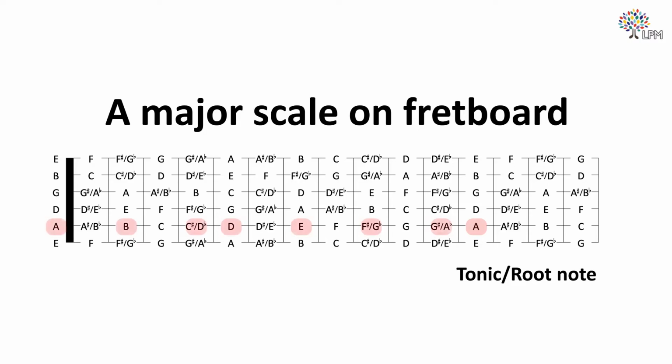However, the A major scale sounds like it has the same progression as the C major scale because the intervallic formula between the A major scale and the C major scale is exactly the same, just that the A major begins on an A note while the C major begins on a C note.